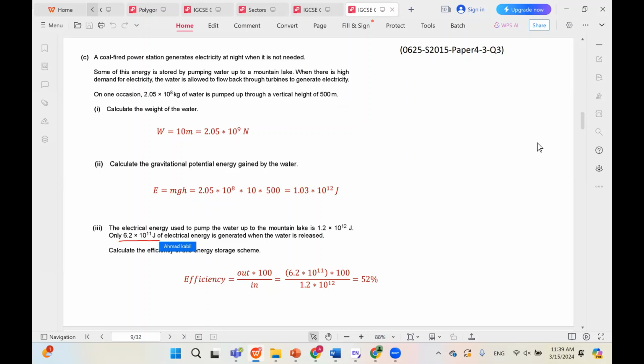Of course, this is the output. The output always has to be the smaller value. You'll never get an output greater than the input, because then the efficiency would be more than 100%, and this is not a realistic scenario. So if you're confused about which is out and which is in, the output is always the smaller number. So therefore, we have 6.2 times 10 to the power 11, which is the smaller number, divided by 1.2 times 10 to the power 12, multiplied by 100, and this gives us an efficiency of 52%.